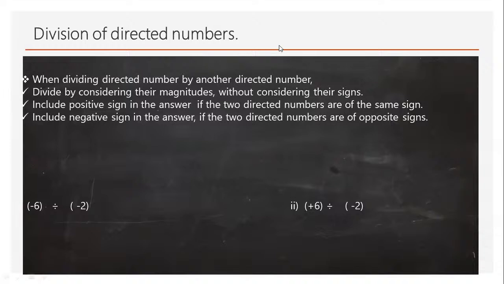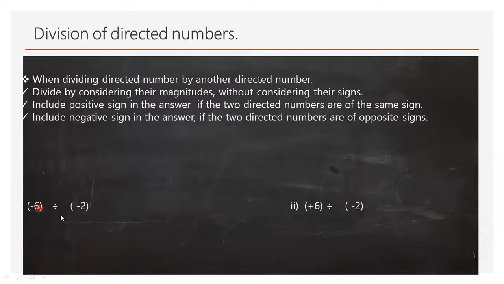When dividing directed numbers by another directed number, divide by considering their magnitudes without considering their signs. Include a positive sign in the answer if the two directed numbers are of the same sign. Include a negative sign in the answer if the two directed numbers are of opposite sign. Now as an example, look at here. Minus divided by minus, same sign, so positive sign we have to add.